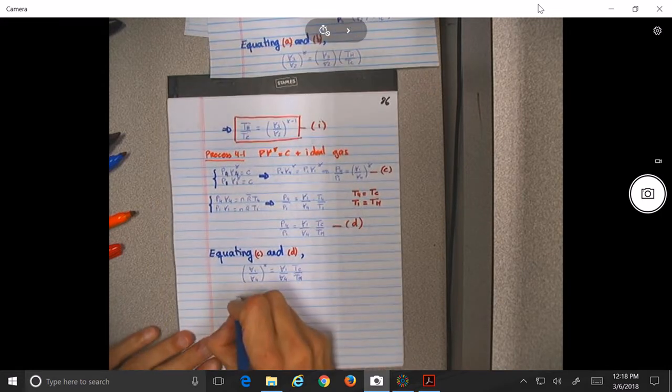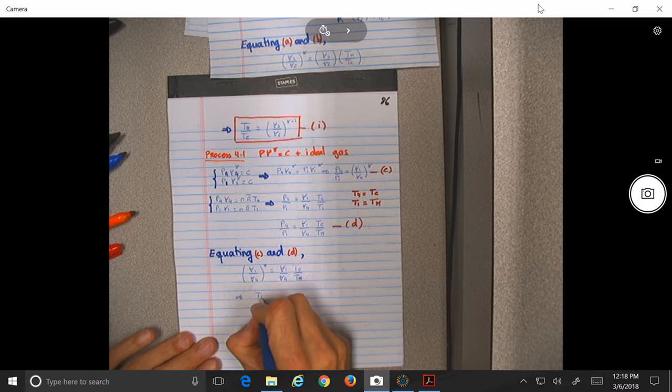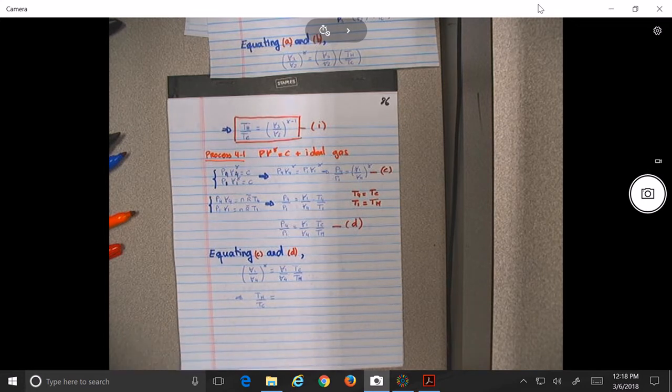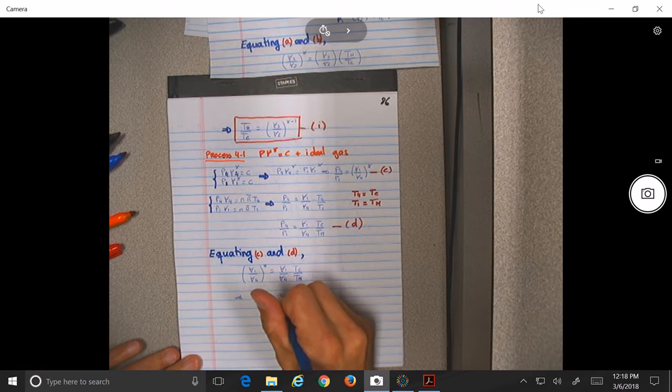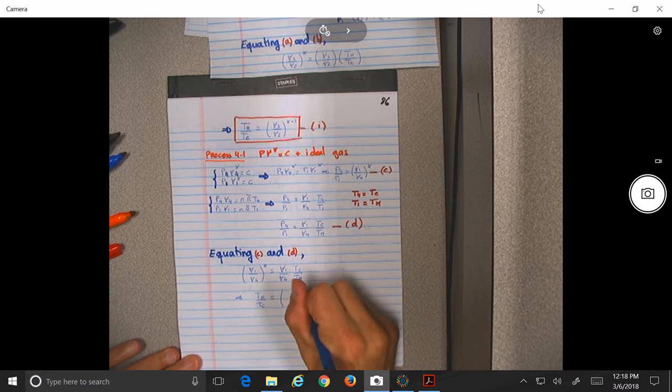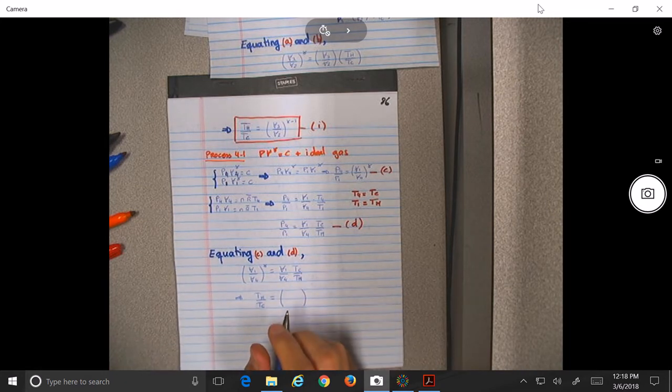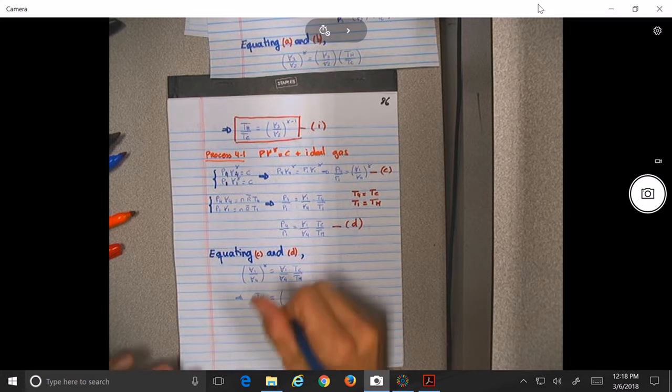So from here we can get what? T hot over T cold, and here we'll see if we are lucky or not. T hot over T cold will be equal to what? V1 over V4 to the gamma minus 1. Okay, so let's do it that way if you want. V1 over V4.